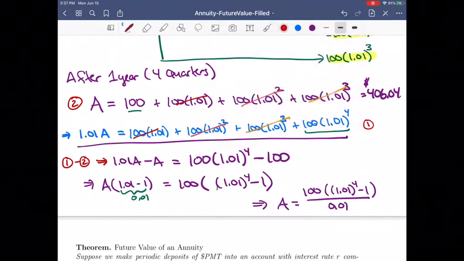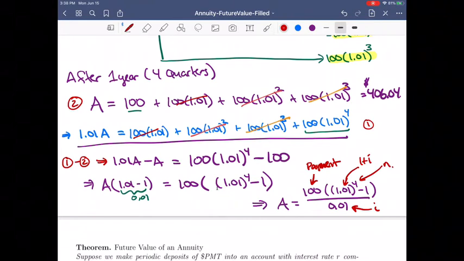Okay, now the 100 is the payment that we were making, the payment size. Okay, 1.01, this is 1 plus i, so i was 0.01. Okay, so this is i. And 4 was the number of compounding periods, which we normally call n. So this is the form of our formula.